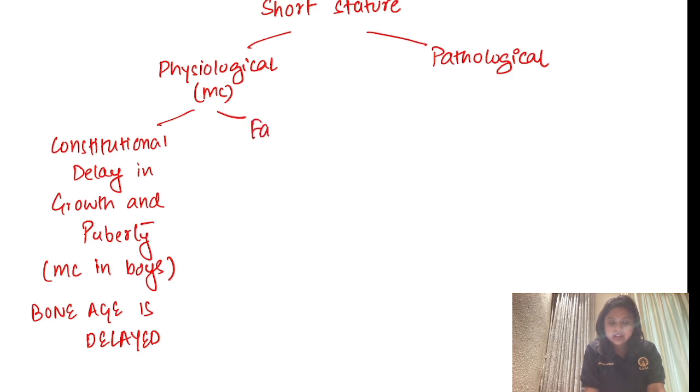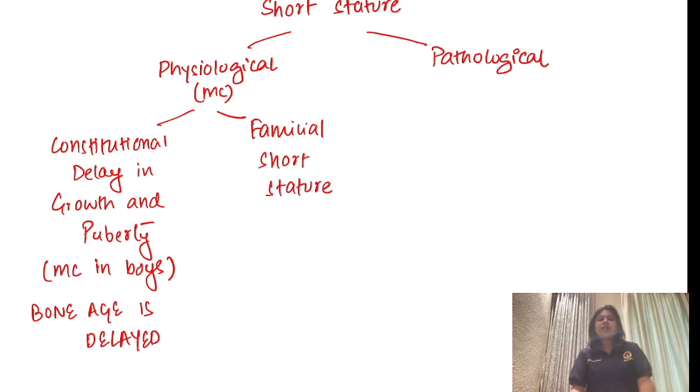And the next is familial short stature, that is, the short stature runs in the family. Now, the ultimate height is less in familial short stature, but in constitutional delay in growth and puberty, usually there is a lesser height, but once the child attains puberty, they can attain the target height, but that is not so in familial short stature. So we have a not so good prognosis in familial short stature, because the short stature runs in the family. The mother is short, the father is short, and the child is also short.